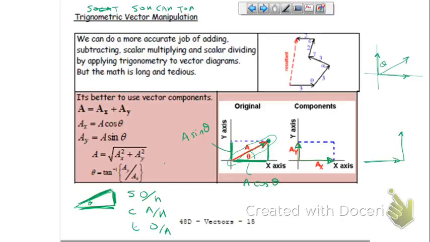Yeah? And the fact is, very soon we're going to be doing this, and you're going to find the component down there and the component down there.